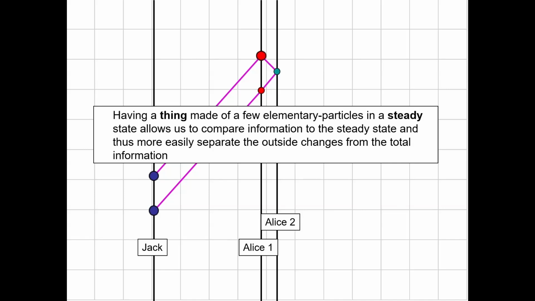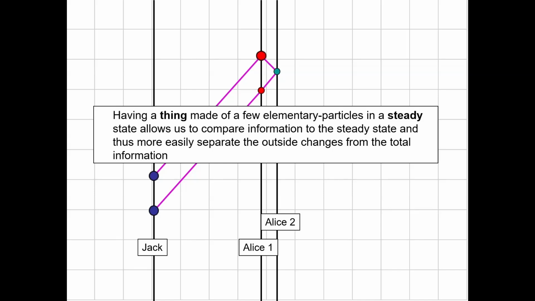So having a thing made of a few elementary particles in a steady state allows us to compare information to the steady state, and thus more easily separate the outside changes from the total information. Okay, so that gives us a sense of how a point can experience change.